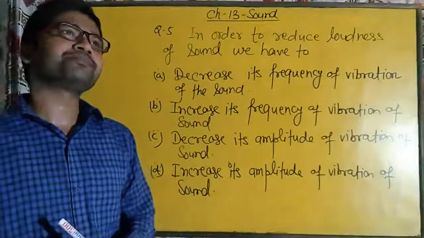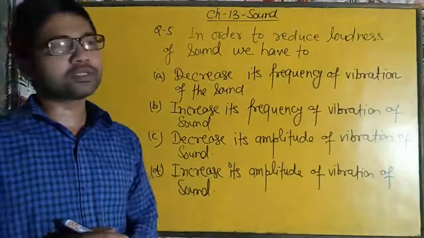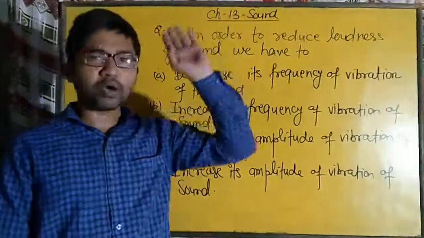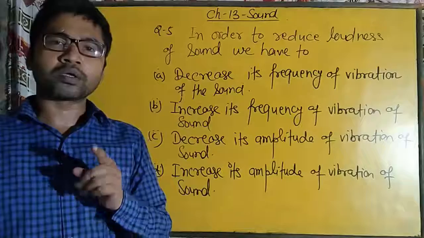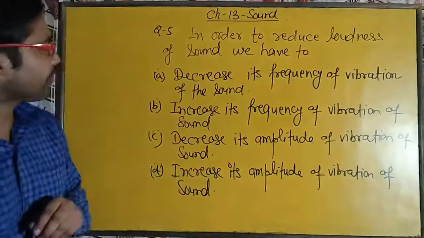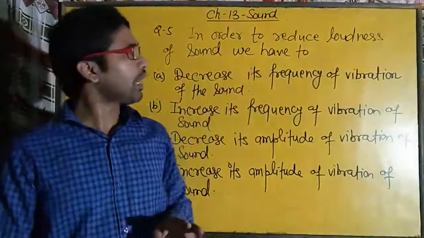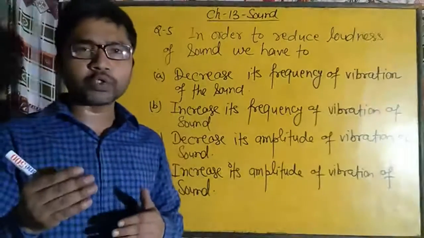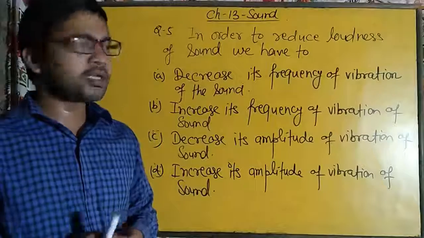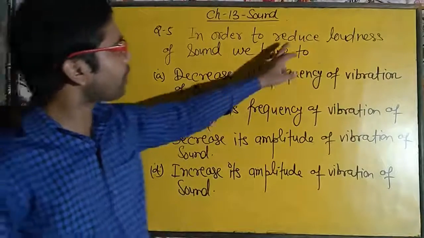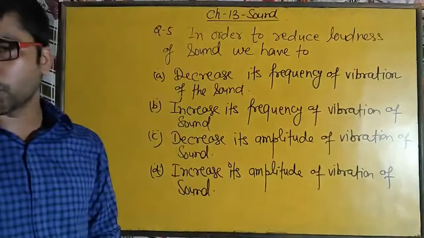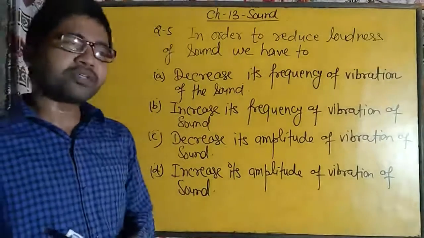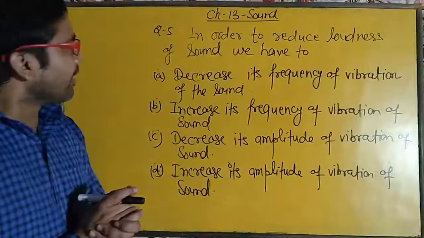So you have learned that. I hope you have recalled this. We have learned that the loudness of the sound is directly proportional to what? I hope you know. Yes, correct. Loudness of sound is directly proportional to the square of the amplitude. It means if you increase amplitude, the loudness of the sound will increase. So if you want to reduce it, you must reduce the amplitude of the sound. Now check your options, and the option that is related to decreasing amplitude is absolutely correct.